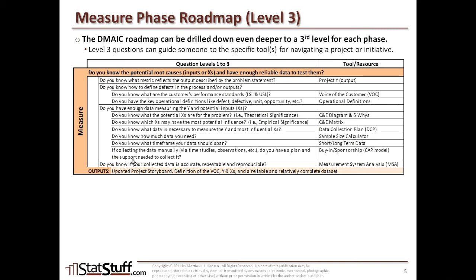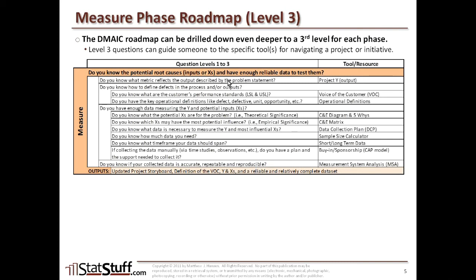Last, with the second level question we're going to ask ourselves is, do you know if your collected data is accurate, repeatable, and reproducible? This is absolutely essential because without having data that we can trust, which is really what we're getting at the heart of here, then any analysis we do on the data isn't going to be valuable to us at all. So it's here that we want to use the measurement system analysis, or MSA, in order to make sure that our data is accurate, repeatable, and reproducible so we can trust it.